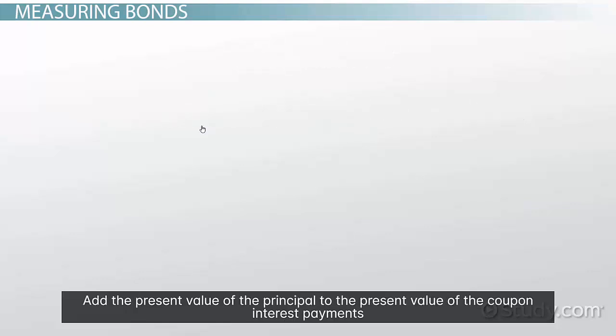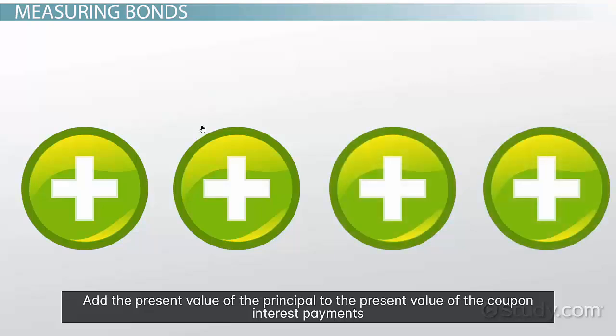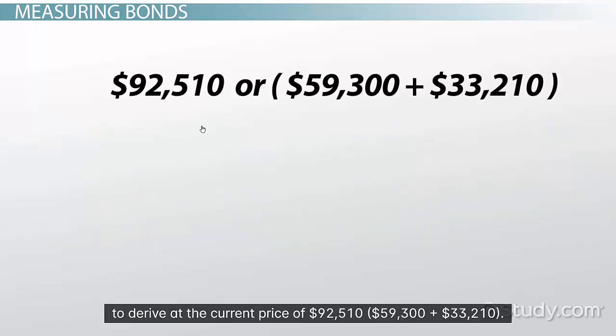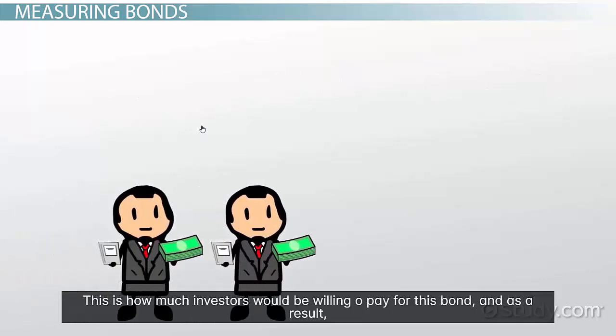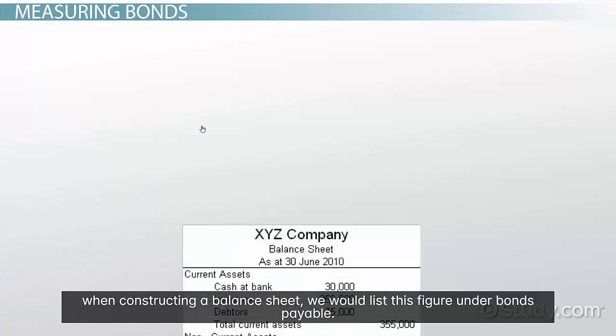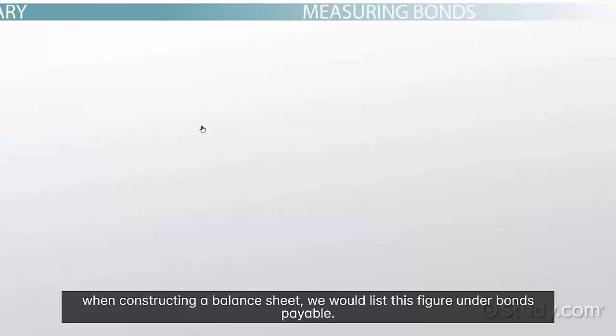$33,210. Add the present value of the principal to the present value of the coupon interest payments to arrive at the current price of $92,510, $59,300 plus $33,210. This is how much the investors would be willing to pay for this bond, and as a result, when constructing a balance sheet, we would list this figure under bonds payable.